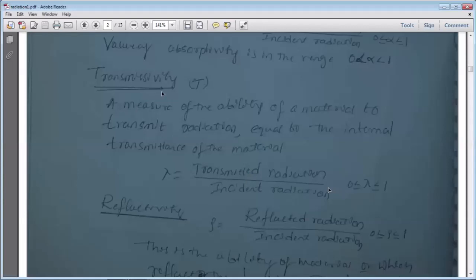Again, transmittivity is nothing but the ability of the material to transmit the incident radiation through that material. The value is between 0 and 1. Suppose there is a glass. Whatever radiation falls on the glass will be transmitted. Hence, the transmittivity of the glass will be more.